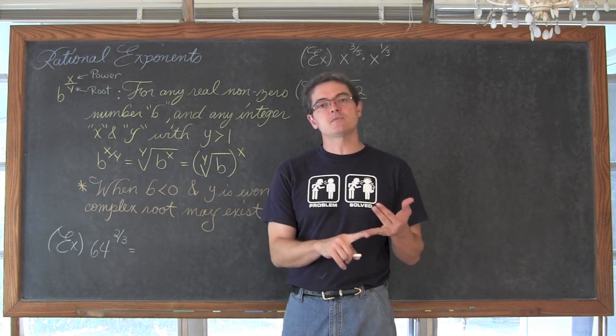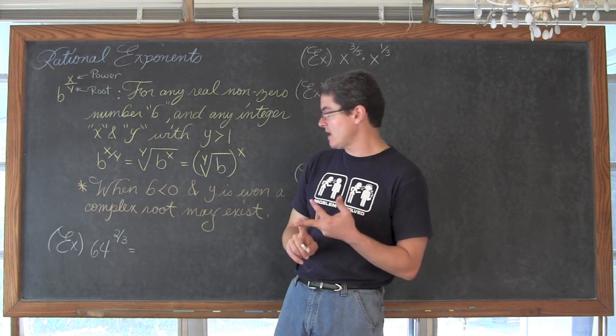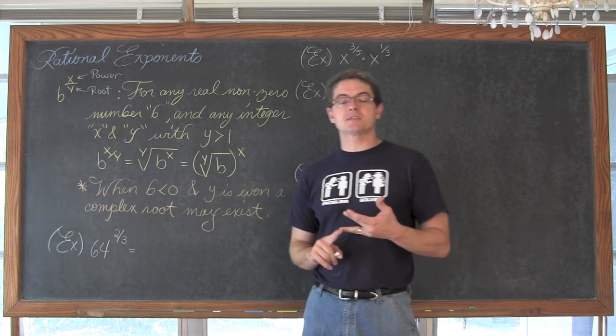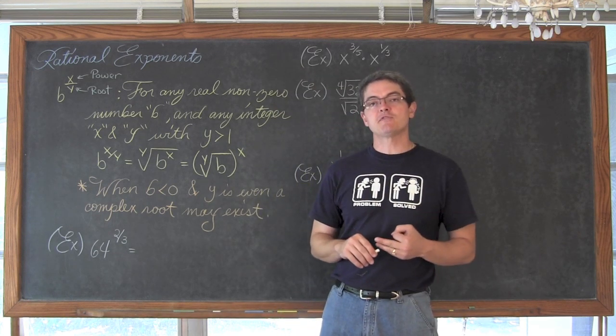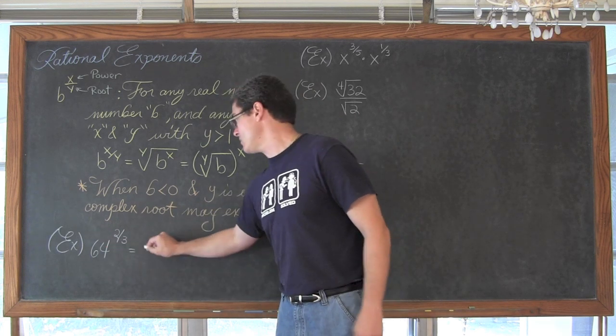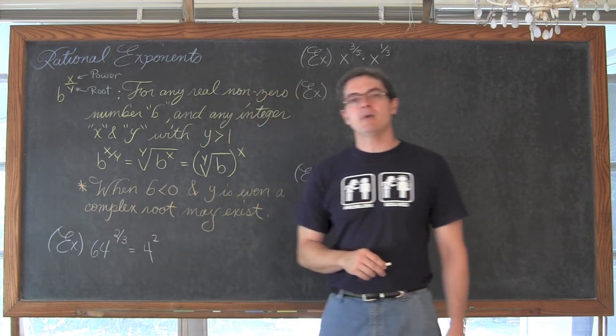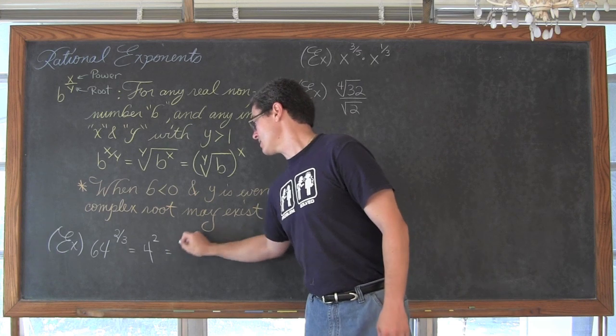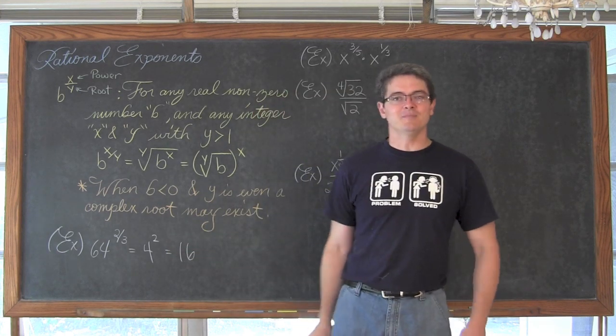That's wrong. 3 times 3 is 9, times 3 is 27. Okay, that's no good. 4 times 4 is 16, and 16 times 4 again is 64. So the third root of 64 is equal to 4. We have not applied the power of 2 yet, so 4 squared is equal to 16.